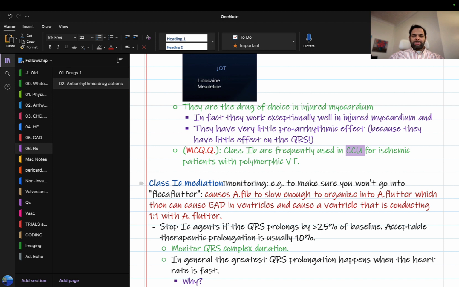For class 1C medication, monitoring is important, for example, to make sure that you won't go into flecainide flutter, which is the phenomenon that we described at the beginning of this note. You slow down the atrial fibrillation a little bit, and it might organize into coarse fib or flutter, and that will potentiate conduction down to the ventricles and cause ventricular tachycardia. That is 1-to-1 conduction with atrial flutter. It is colloquially known as flecainide flutter. That's not an official terminology, but it's used on the wards.